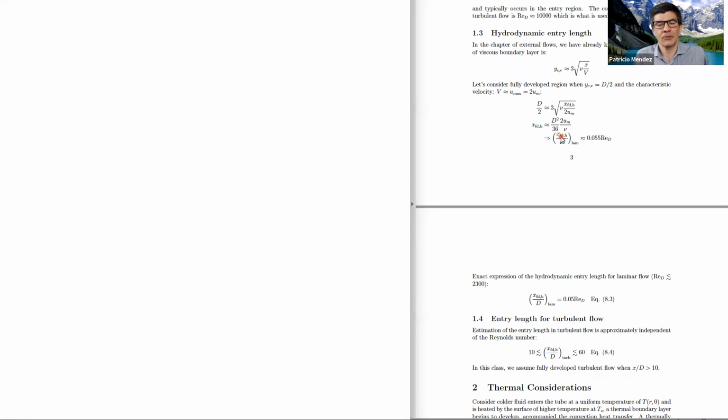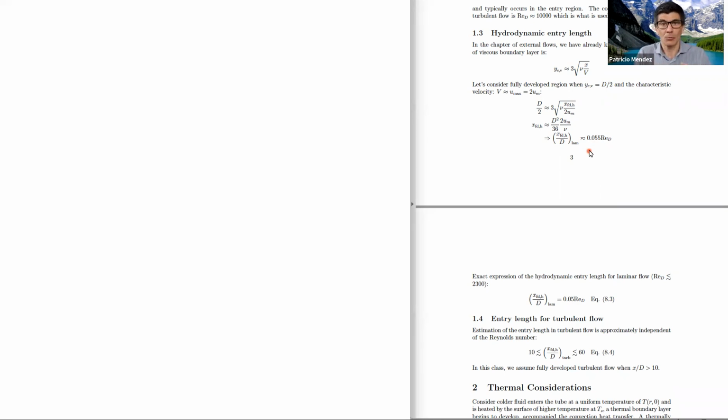So the entry length is about 5% of Reynolds based on the diameter for laminar flows. The exact number given in the book is 0.05, and we were saying 0.055. Using the formulas we had, we derived it without solving any differential equation. And that's the key. If we have to, we will solve them, and we will even love them.